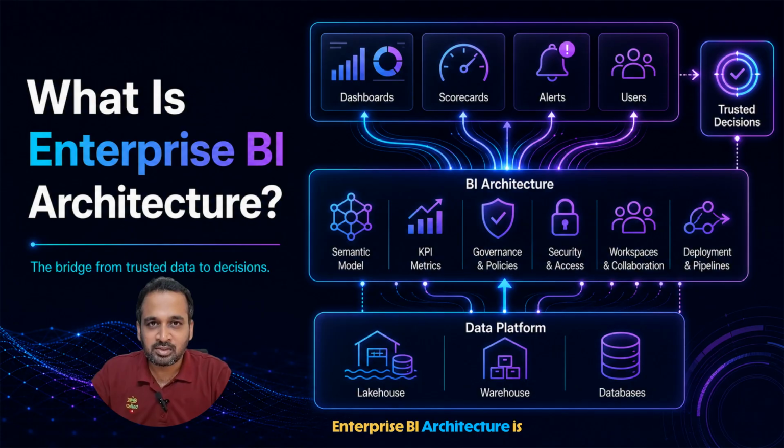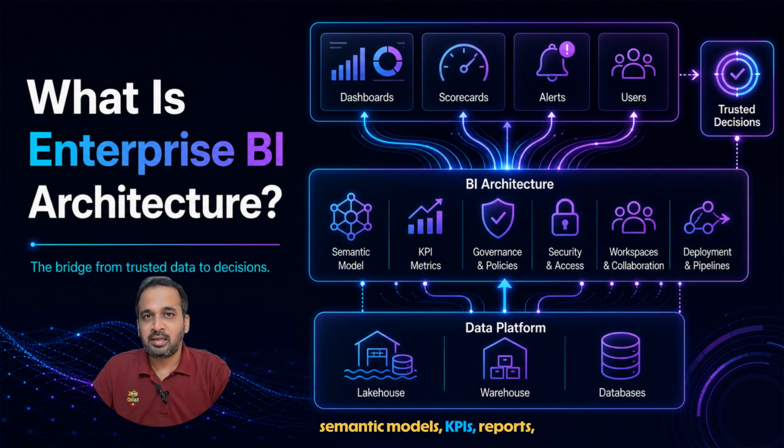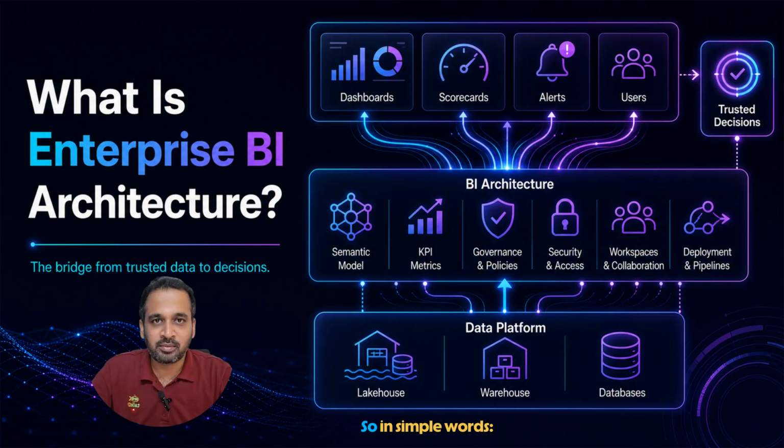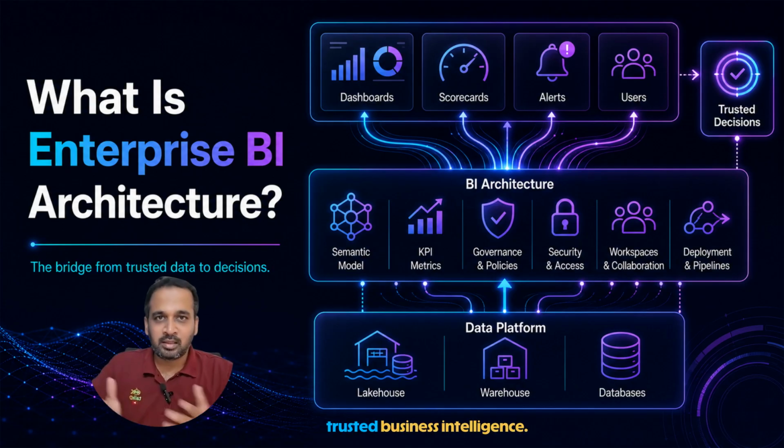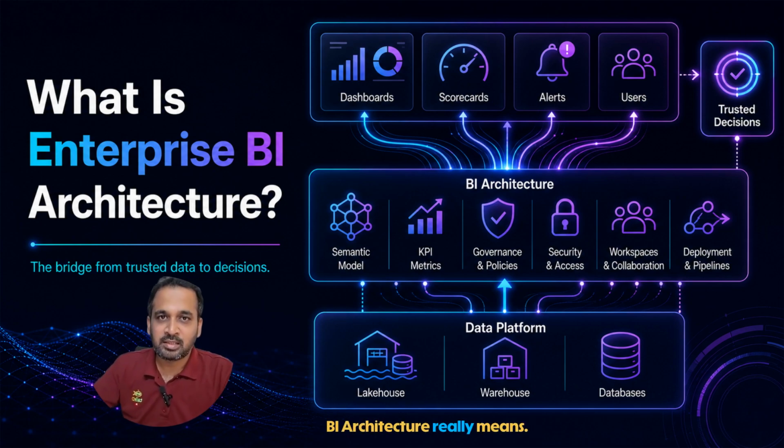Enterprise BI architecture is the layer that sits on top of the data platform and converts data into trusted dashboards, semantic models, KPIs, reports, scorecards, alerts, and business decisions. So in simple words, Module 1 gave us the trusted data foundation. Module 2 will show how that foundation becomes trusted business intelligence. In this episode, we will understand what Enterprise BI architecture really means.